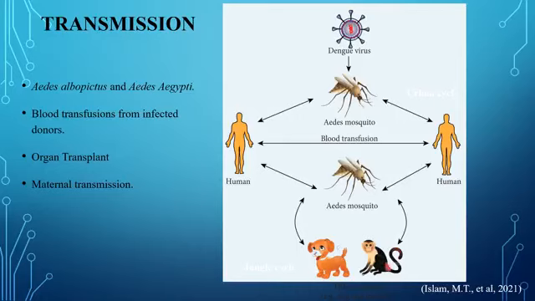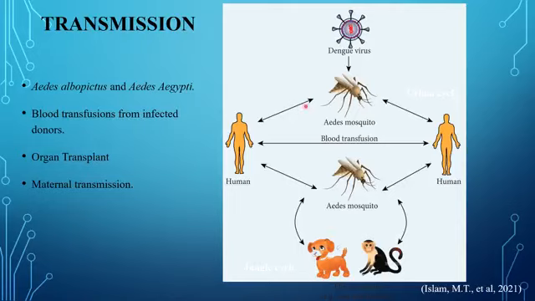The first is the jungle cycle, in which the virus moves to primates, for example monkeys, and then the mosquito bites these infected primates and bites other healthy ones and causes disease in those organisms.